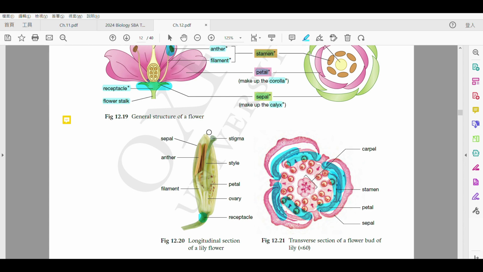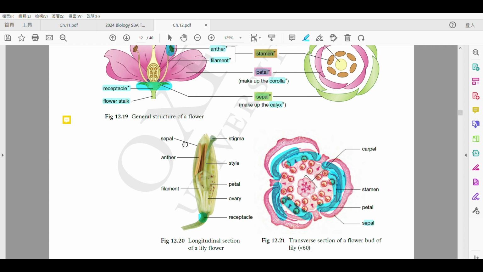Okay, so the reason why you cannot see the sepal is because... try to look very carefully. When you look at this diagram, you can actually see the sepal, right? This is the sepal. Somehow, the sepal and the petal are of the same color, or they have a very similar color. Therefore, you cannot really see the difference. You can only point out, this is the petal, and this is the sepal.